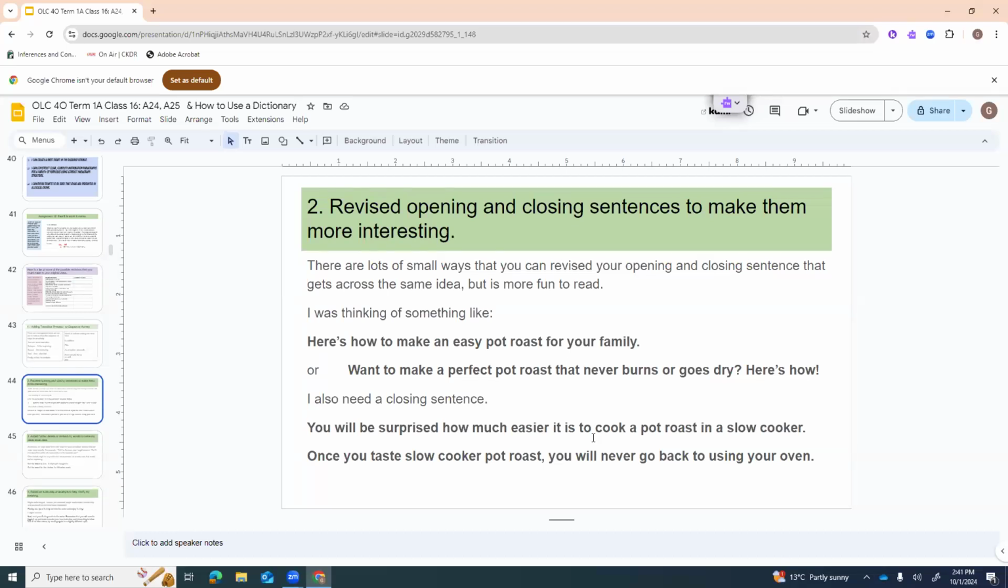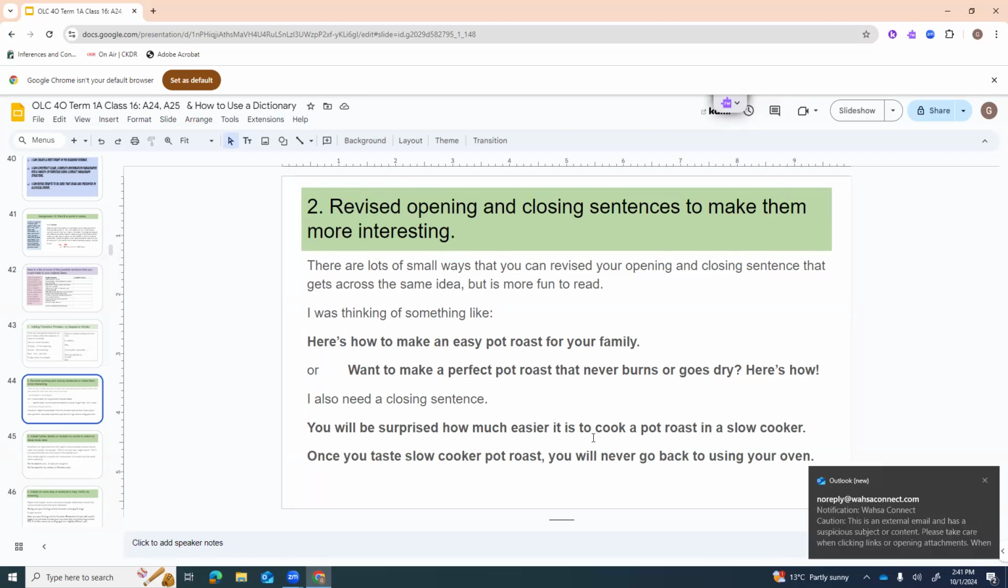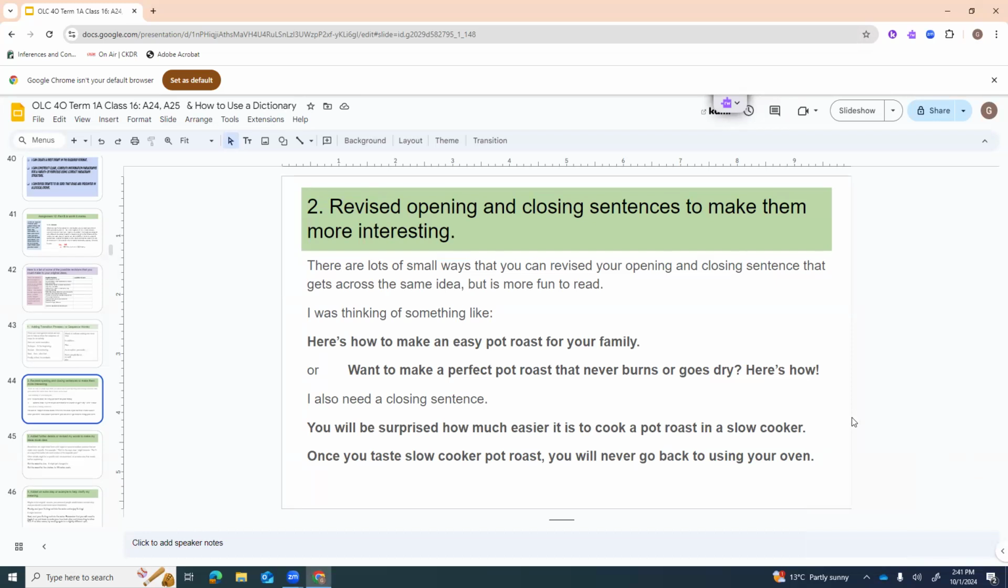A closing sentence, I'm still trying to get across the idea that this is a great pot roast recipe. You will be surprised how much easier it is to cook a pot roast in a slow cooker. Once you taste slow cooker pot roast, you will never go back to using your oven. I wouldn't use both of those. I'm choosing them. I'm picking one, right?